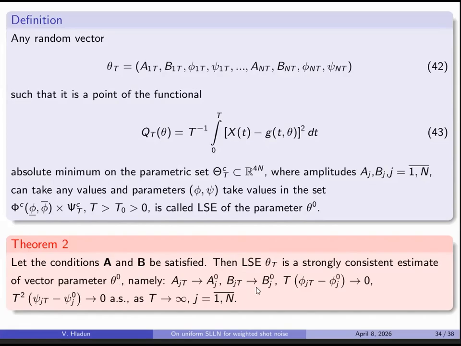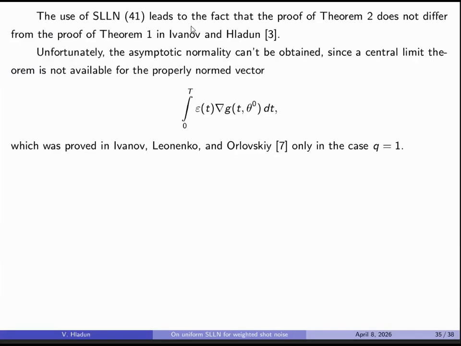And theorem 2: let the conditions A and B be satisfied, then the least squares estimate theta t is a strongly consistent estimate of vector parameter theta 0, in the sense that we have such convergences almost surely as t tends to infinity for each harmonic. And the use of such a strong law of large numbers 41 leads us to the fact that the proof of theorem 1 does not differ from the proof of theorem 1 in our previous paper, Ivanov and Hladun 3.